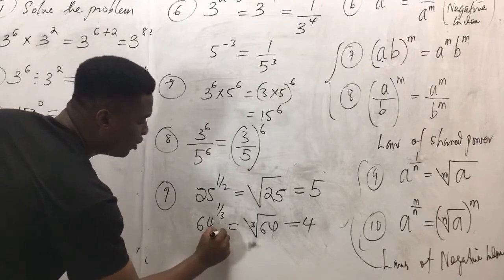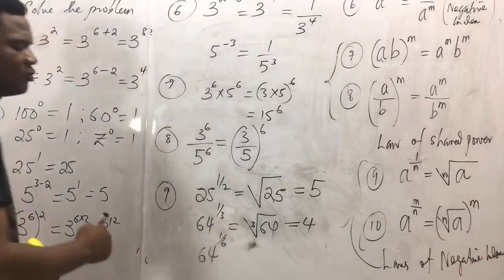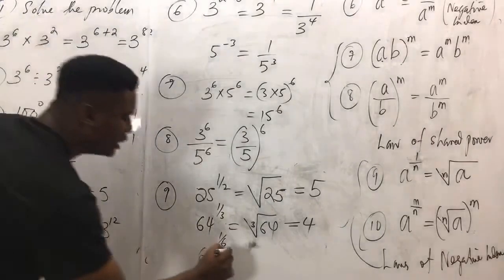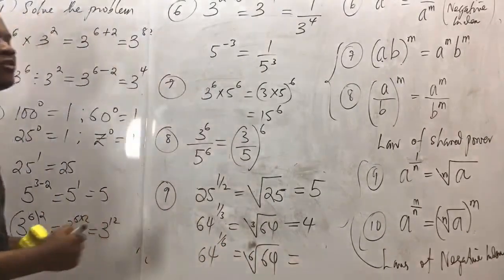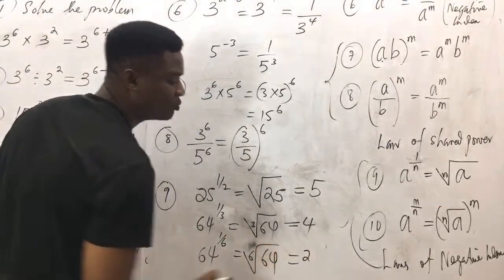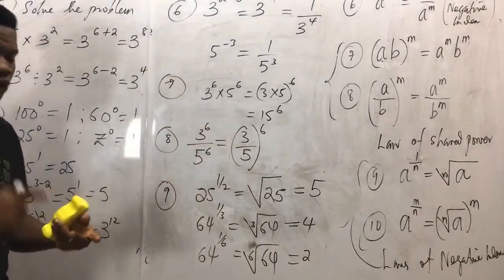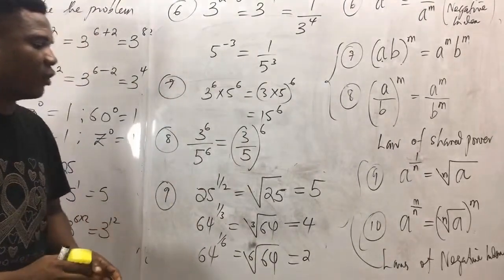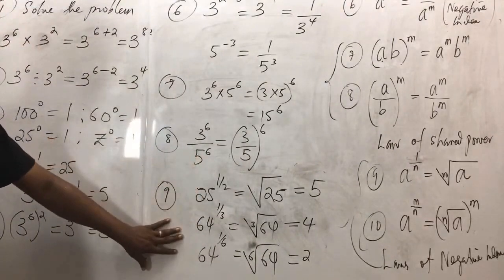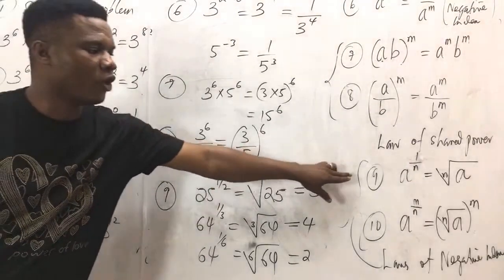Now, what if you had 64 raised to the power 1 over 6? What if you had this? Then this would mean the 6th root of 64. What is the 6th root of 64, guys? It is 2. Okay? Because 2 is the only number that will multiply itself 6 times to give 64. So these are problems that can be solved with law number 9.